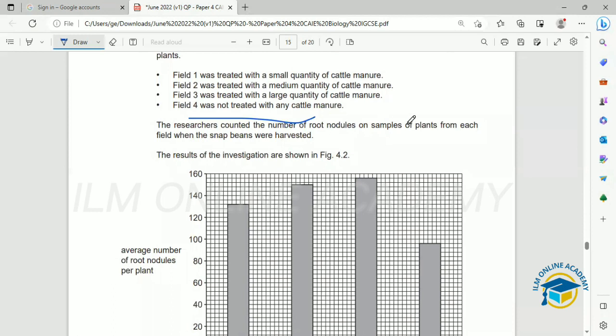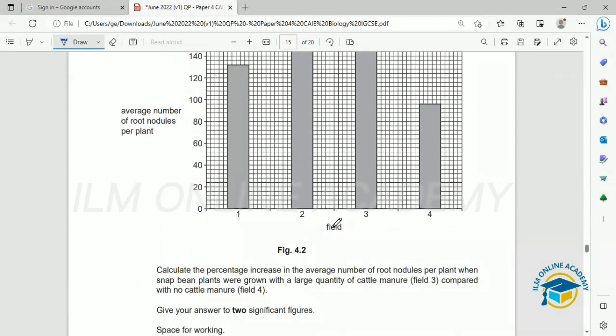The researchers counted the number of root nodules on a sample plant from each field when the snap bean were harvested. So we're going to see the graph. On the x-axis you can see field, on the y-axis you can see average number of root nodules per plant. We need to calculate the percentage increase in the average number of root nodules per plant when snap bean were grown with a large quantity of cattle manure, field 3, compared to no cattle manure. So in field 3 a large quantity of cattle manure was added, compared to no cattle manure in field 4.